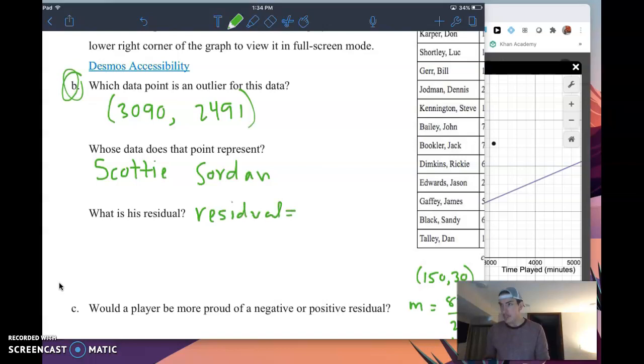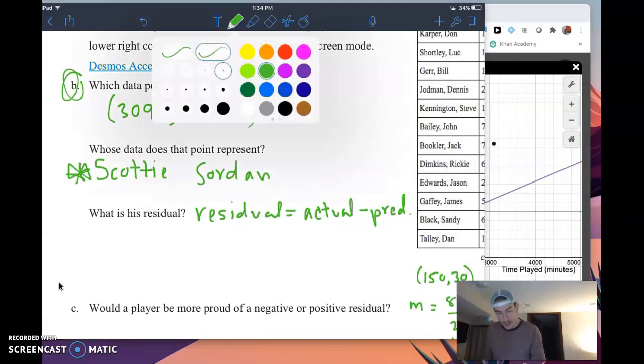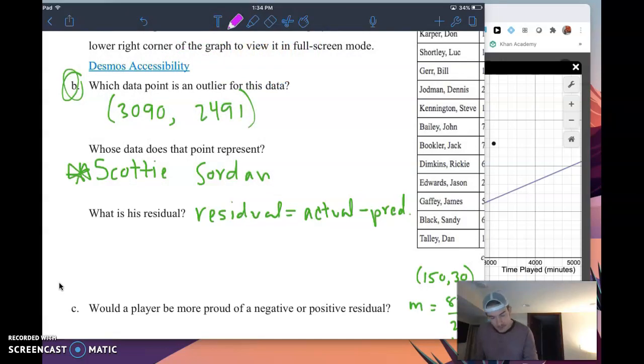Okay, but I'm going to go ahead and write this down in this particular case. The residual formula that we have is going to be the actual observed data minus the predicted data. So for that, we need to make a prediction for this player. We need to make a prediction using our equation for Scotty Sorden. And I'm going to go ahead and do this, and we've done this before. You guys have probably seen this.